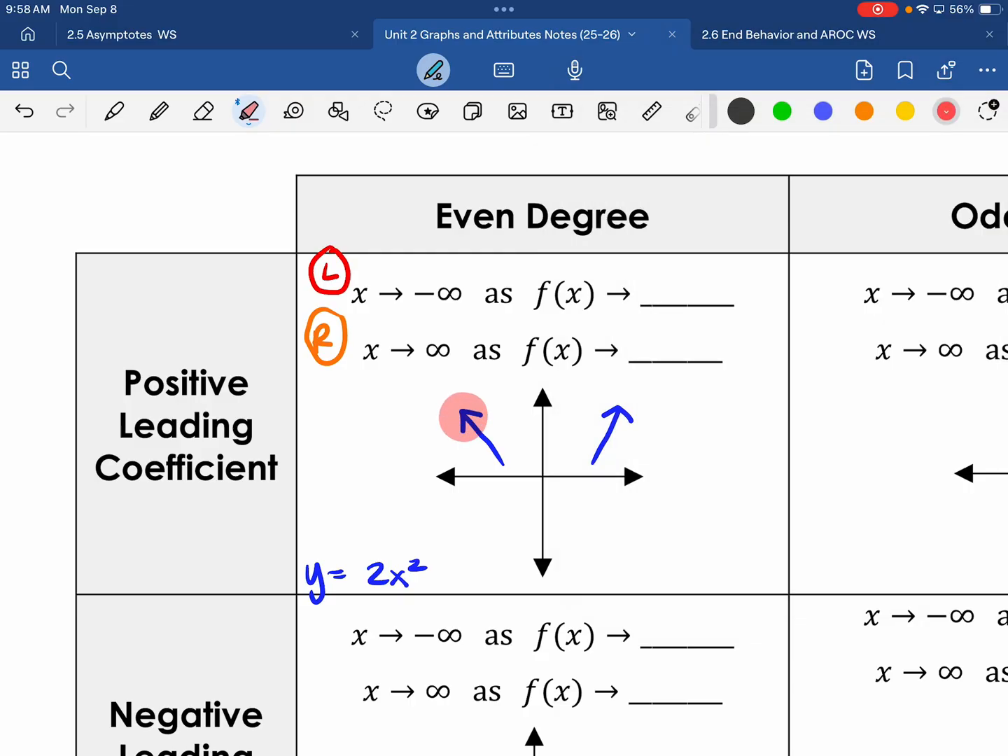Okay, so I can say that the left side of my graph is going to positive infinity, and the right side of my graph is also going to positive infinity. All right, so as x approaches negative infinity, that's talking about the left side, and as x approaches positive infinity, that's talking about the right side. Your answer is what your graph is doing, what f of x is doing. Because the left side, the arrow is going upward. So the y values are going up. And then this one, the y values are also going up.